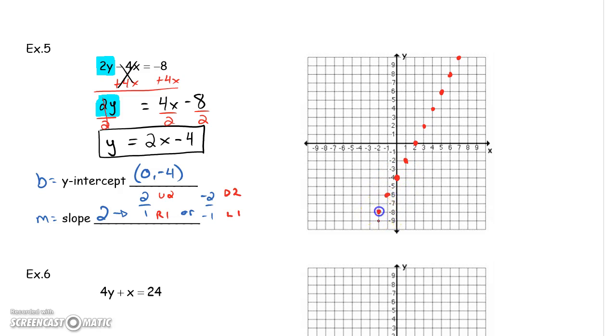Down 2, left 1, down 2, left 1. I've run out of space. I take out my straight edge, and I graph my line. That one wasn't as successful, but you get the point.